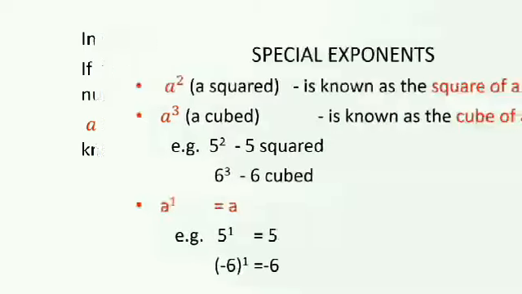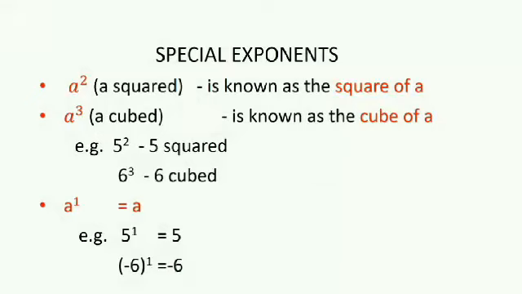Now let us understand some special exponents. A to the power 2. When a number a is multiplied by itself 2 times, it is known as the square of a and is read as a squared. Similarly, when a number a is multiplied 3 times by itself, that power is known as the cube of a and is read as a cubed. For example, when 5 is multiplied 2 times, it is 5 squared, and when 6 is multiplied 3 times, it is 6 cubed.